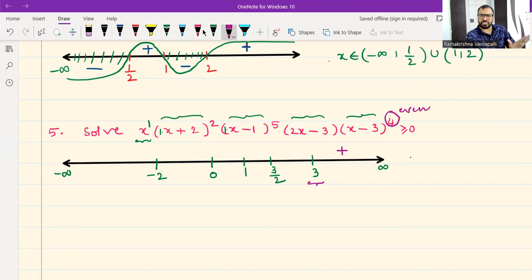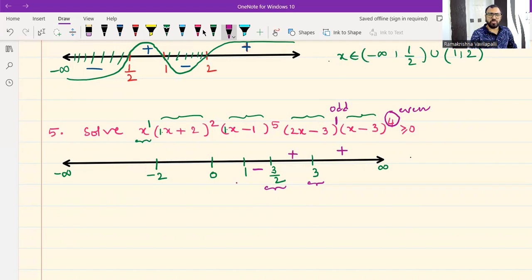So there is no sign change at all. Now corresponding to 3 by 2, here the power is 1, so this is odd. So there will be a sign change, from plus to minus.